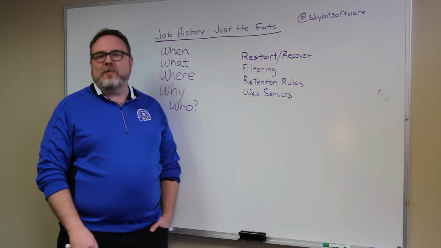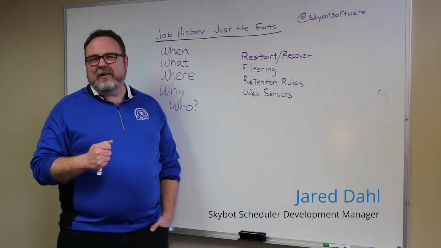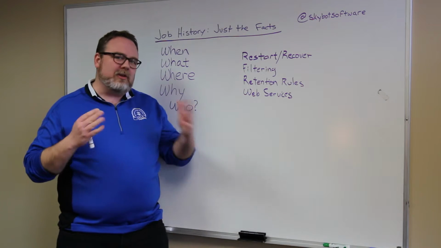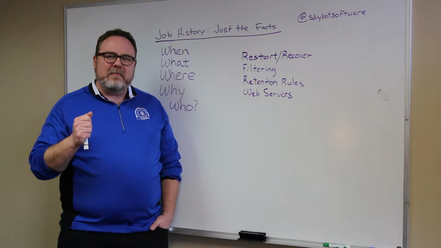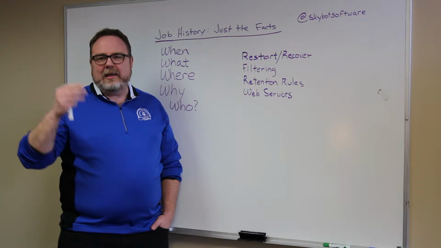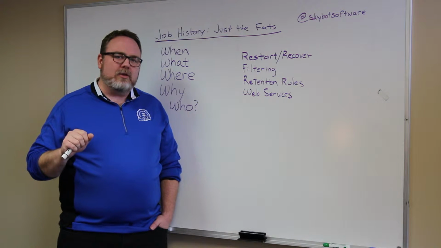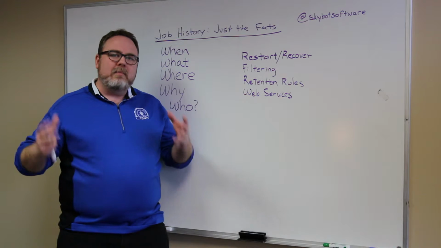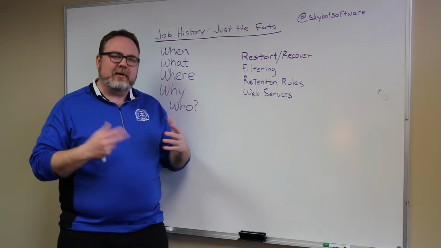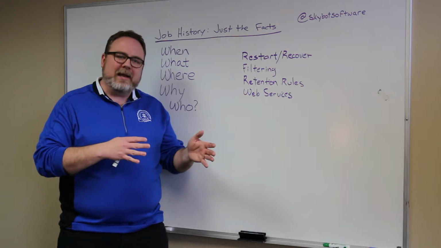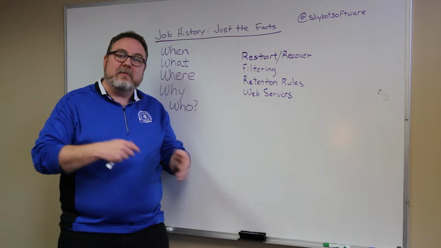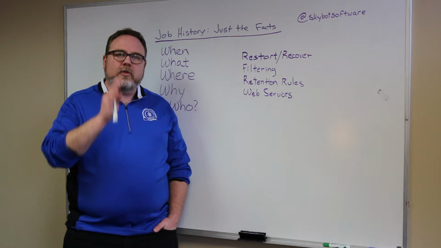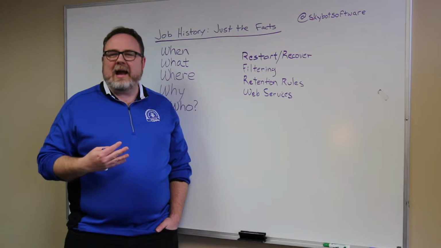So the first W is when. What's really important here is to know when a job entered the job queue, when it left the job queue, when it started running, and when it ended. There are differences between the clock on your agent and the clock on your server, and it's important that you track both sides of that, so that you have a record of when things were reacting, which is on the server side, and when commands actually ran, which is on the agent side.